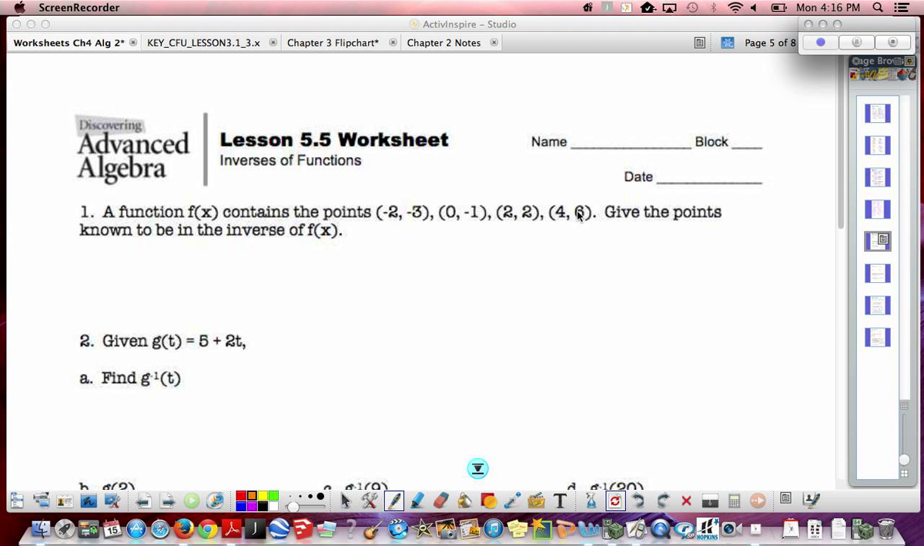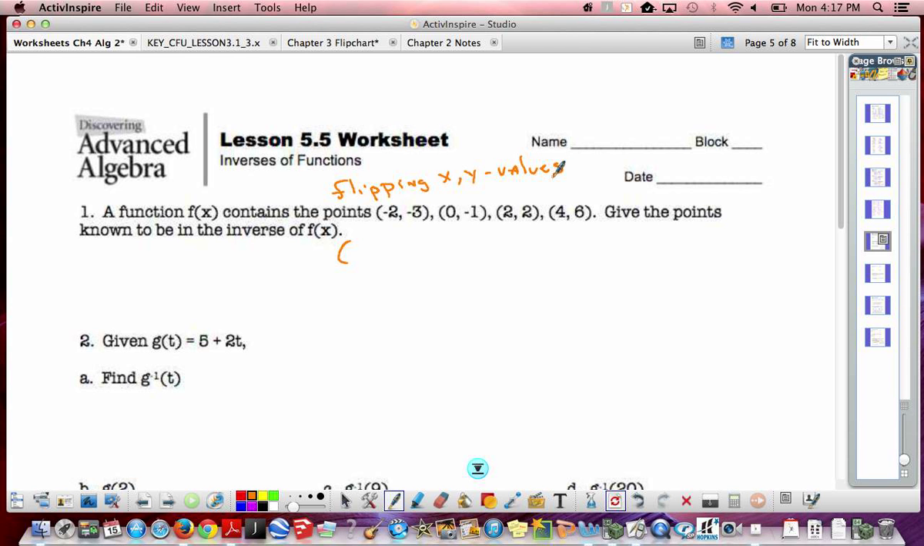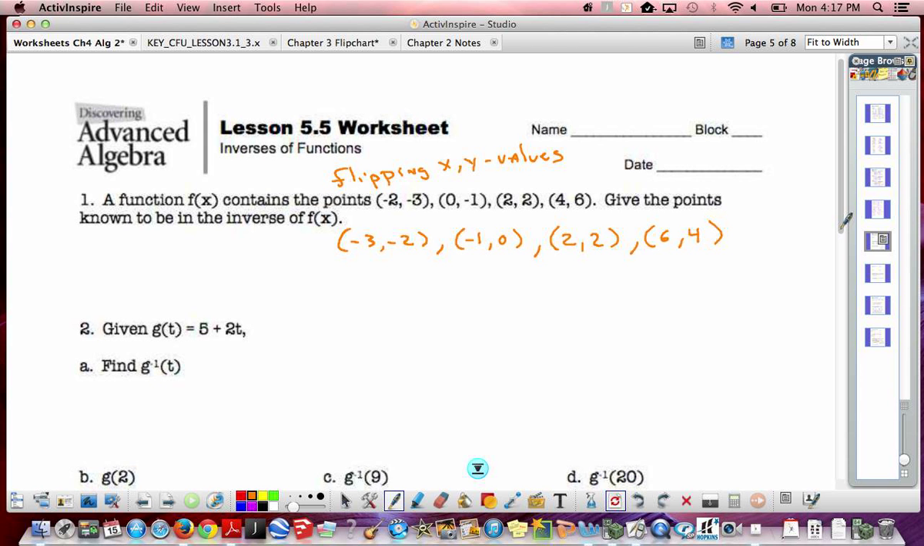So when you're given a simple list of points, the inverse is just flipping the x and y values. So instead of having -2, -3, we now have -3, -2. And then we have the point -1, 0. And then we flip the next set of points, 2, 2. So it doesn't look like it's flipped, but it actually is. And then we have the last coordinate now at 6, 4. And that's it for number 1.